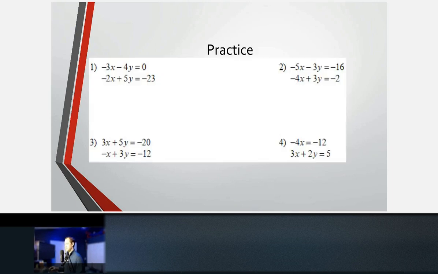Let's see it work. So we've got these 4 problems here. I'm going to have these 4 on their own page, so don't worry about writing these down right now.